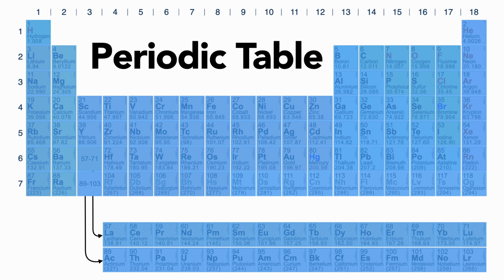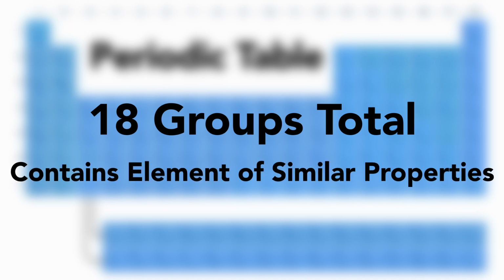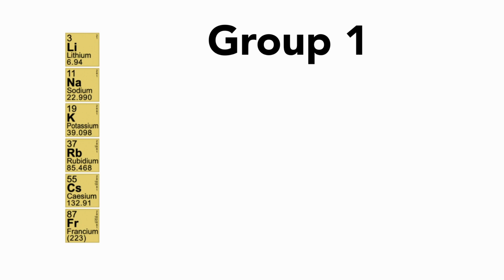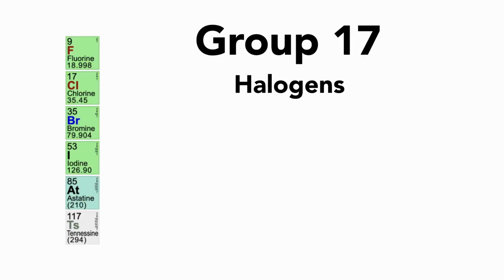A group is a vertical column in the periodic table. There are a total of 18 groups present. Each group contains elements of similar properties. Let's take group 1 for example, the alkali metals. Group 1 elements are all soft, highly reactive, and have low densities. Or group 17. This group of elements are all salt-producing. These are examples of the relationship between group and property.